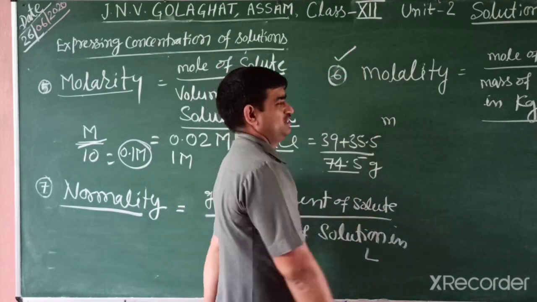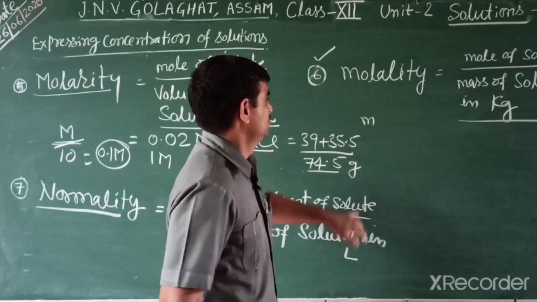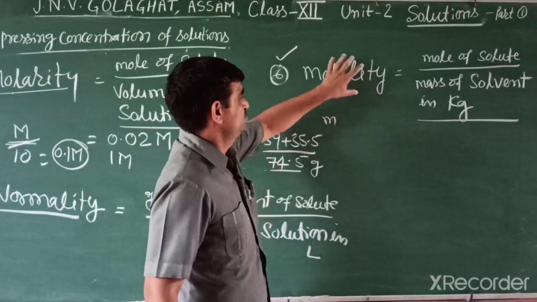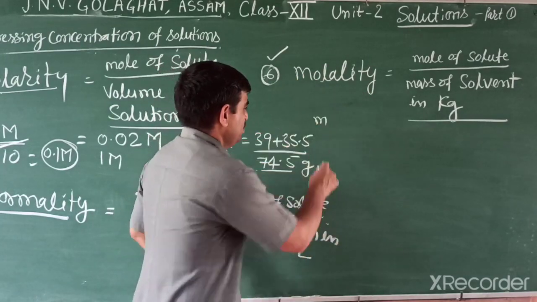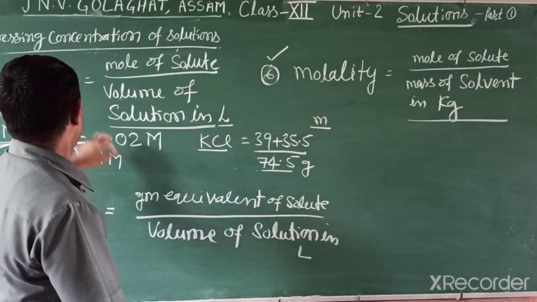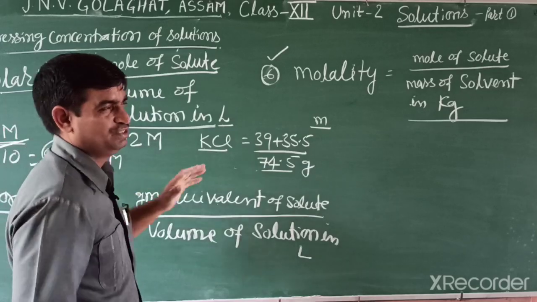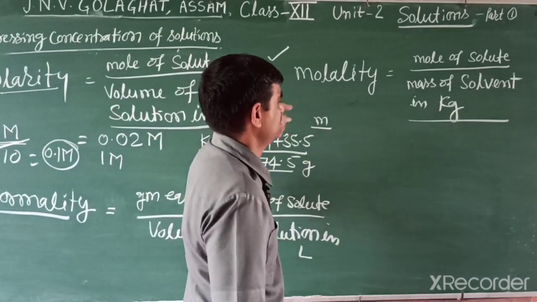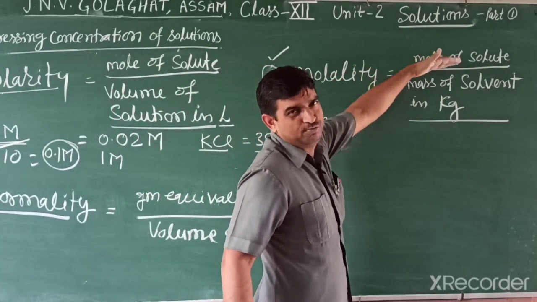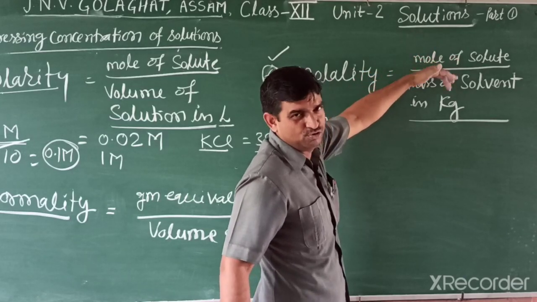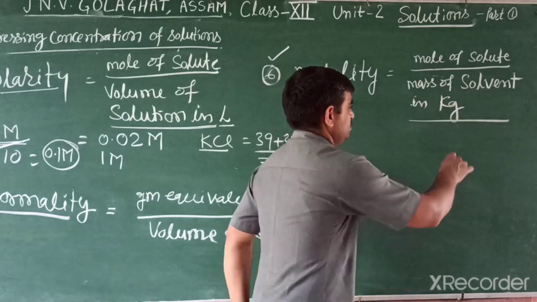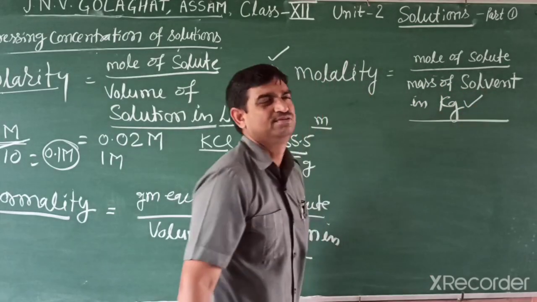The next point is molality. What do you mean by molality? This is a very good expression of concentration. It is denoted by small m. Molarity is denoted by capital M. This is the main difference, small m and capital M. Another difference: molality is moles of solute dissolved in the mass of solvent in kilograms only.